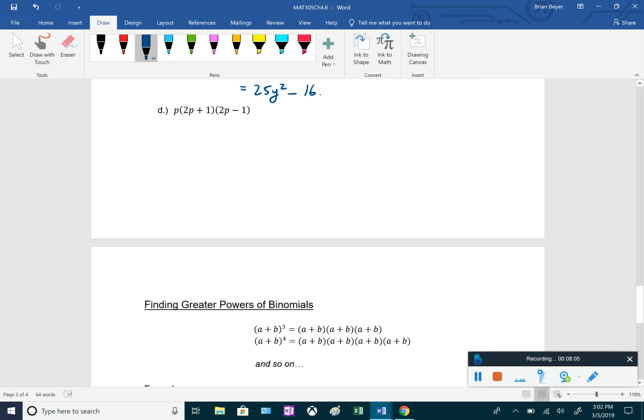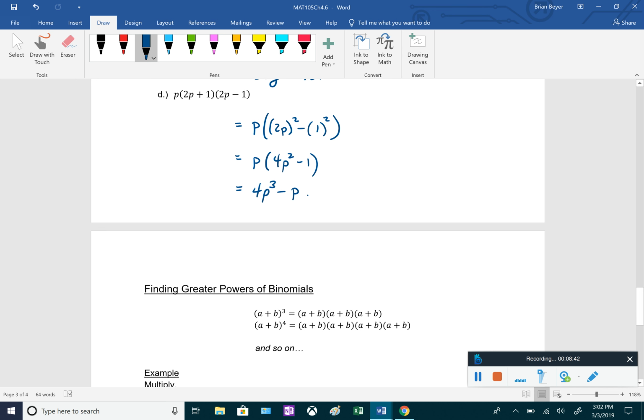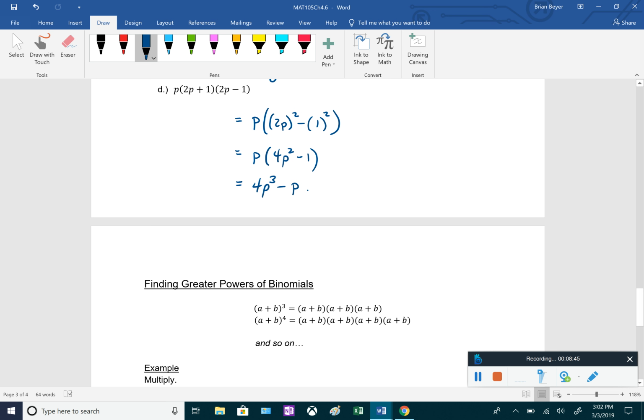Last one here, we have p times 2p plus 1 times 2p minus 1. So I'm going to leave that p out front for now. 2p plus 1 times 2p minus 1, same two terms, addition and subtraction. So first one squared minus the second one squared. 2p squared is 4p squared. 4p squared minus 1. So now we have to distribute that p, so it's 4p cubed minus p. Okay, so that is multiplying a plus b times a minus b.